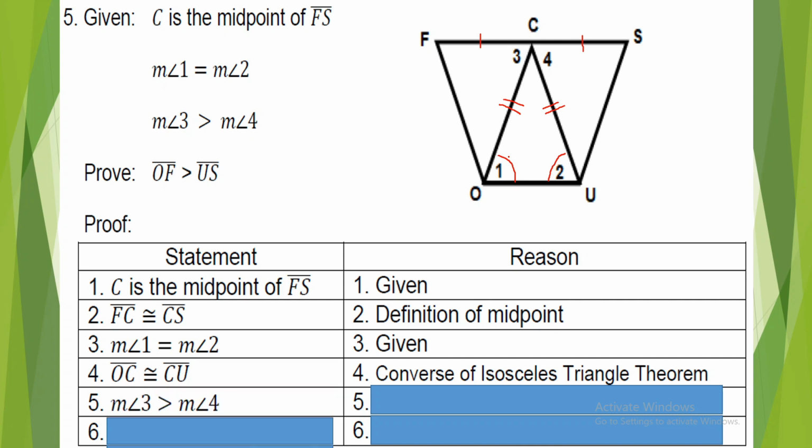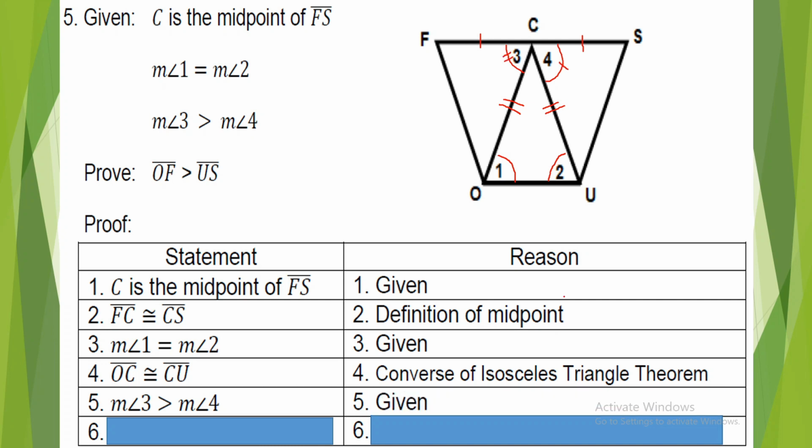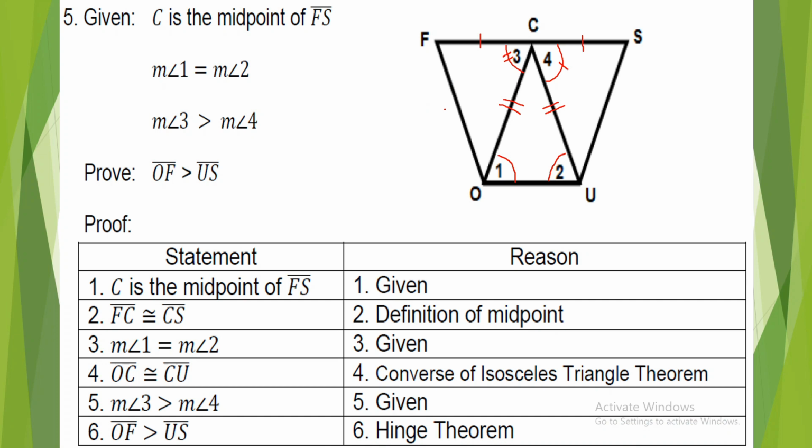Then for our fifth statement, we have the measure of angle 3 is greater than the measure of angle 4. So this angle is greater than the measure of this angle. That is again from the given. Now we can say that segment OF is greater than segment US. And again, that is based on the hinge theorem. So that is how to prove inequalities in triangles.